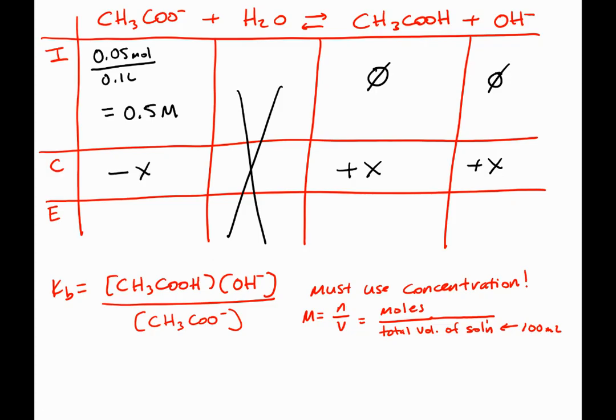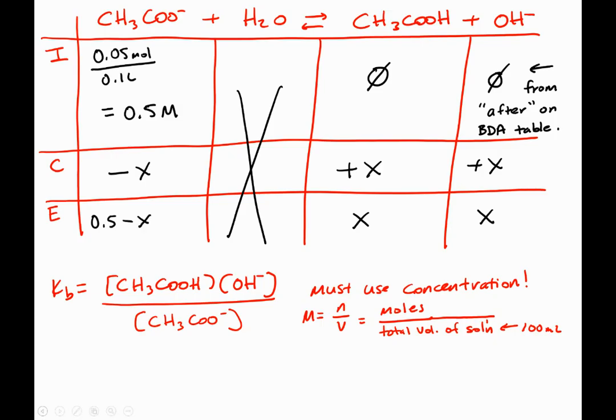I will point out that all of the values on this line were from the after line on the before, during, and after table. Now, this reaction must proceed to the right. You're going to make some hydroxide, some acetic acid, and you're going to use up some of the acetate ion.